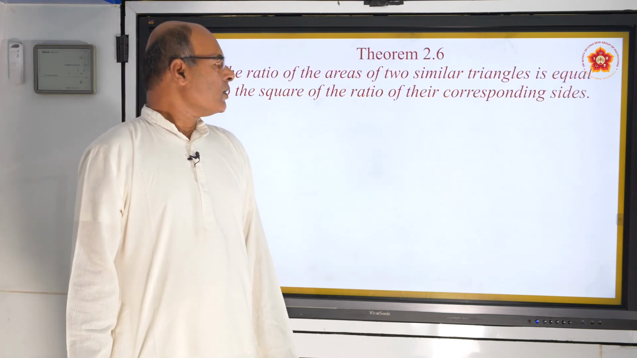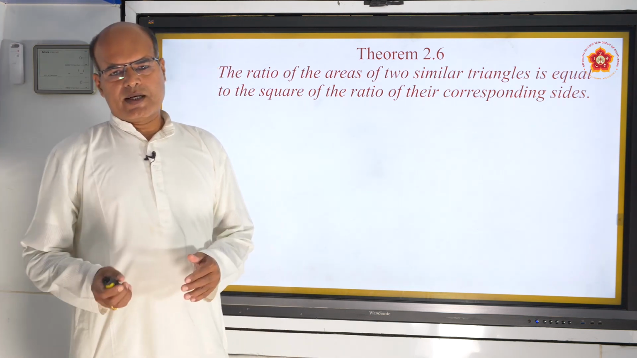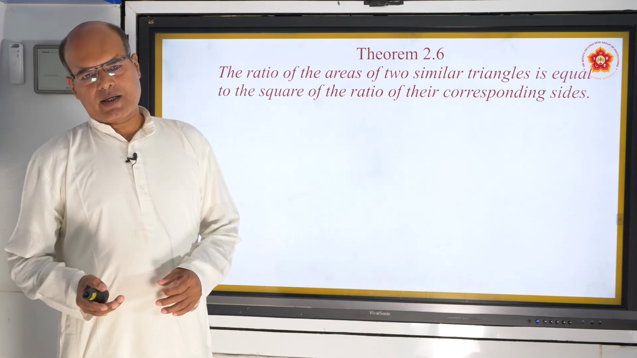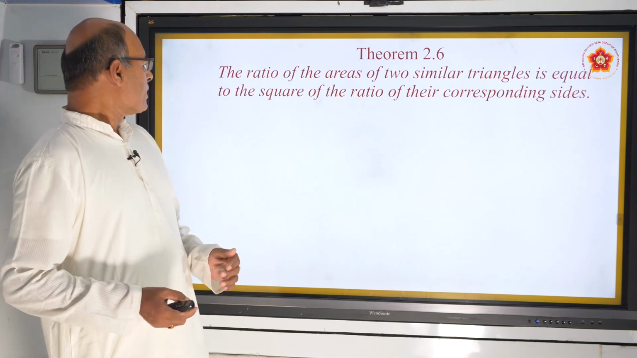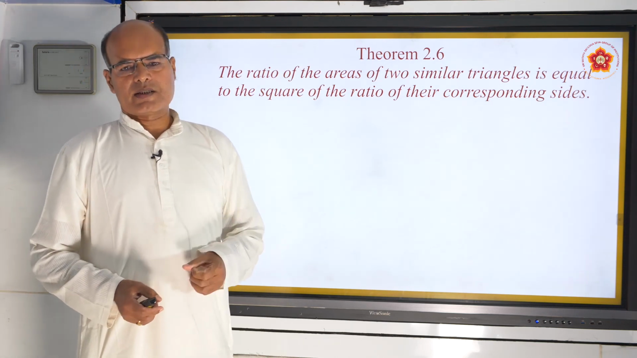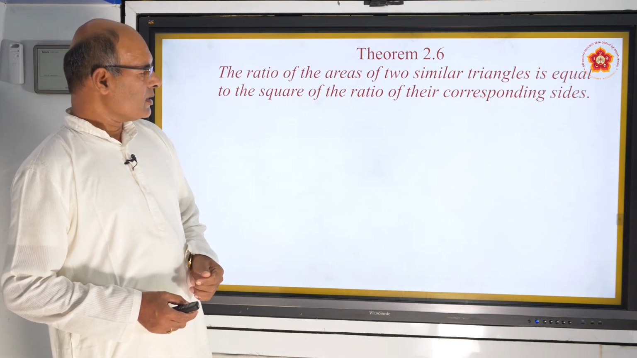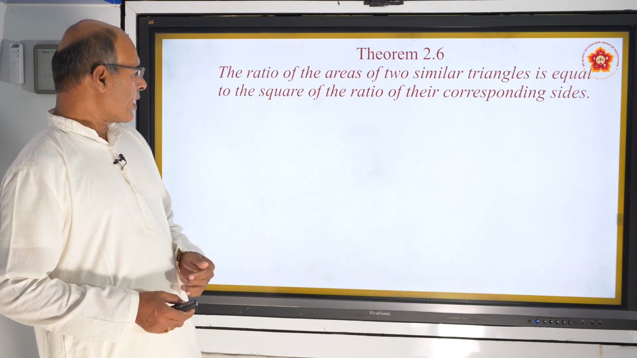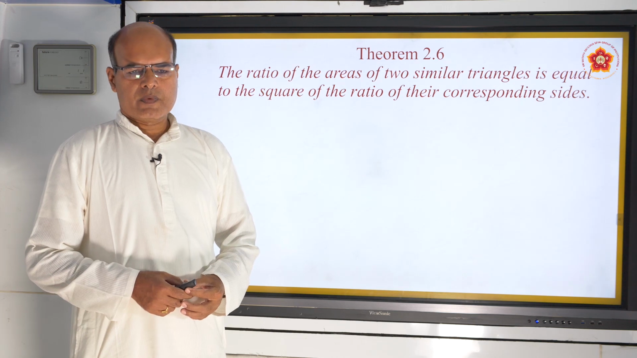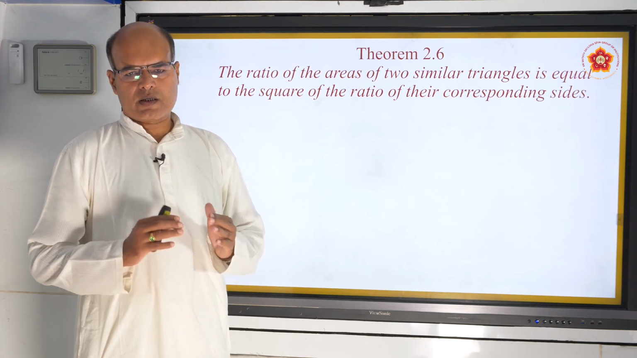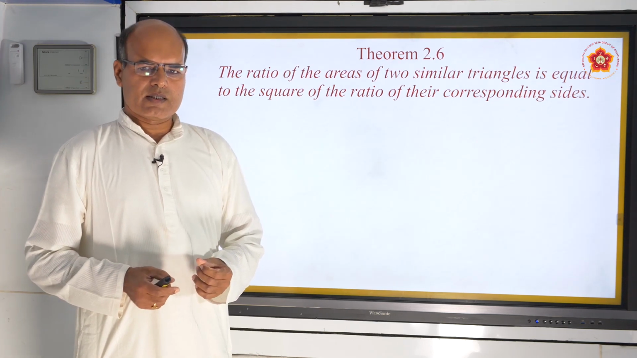So now go to theorem number 2.6, which explains the relation between the areas of similar triangles and their corresponding sides. So read the statement. The ratio of the areas of two similar triangles is equal to the square of the ratio of their corresponding sides. In other words, the areas of similar triangles are proportional to the squares of their corresponding sides.